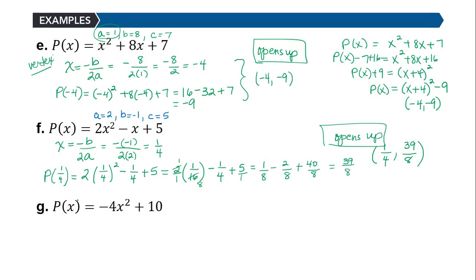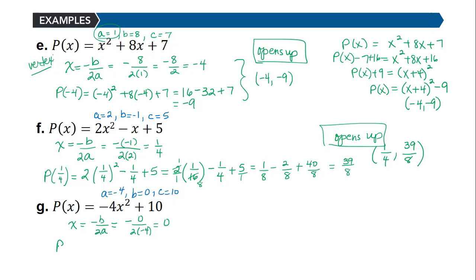And then part G, P of x equals negative 4x squared plus 10. Here, the x value of the vertex is negative b divided by 2a. Be careful here because a is negative 4, but b is actually 0, right? Because there's no x term in this function, and the c value is 10. So if we take the opposite of b divided by 2a, we get the opposite of 0 divided by 2 times negative 4, which is 0 divided by negative 8, or 0.